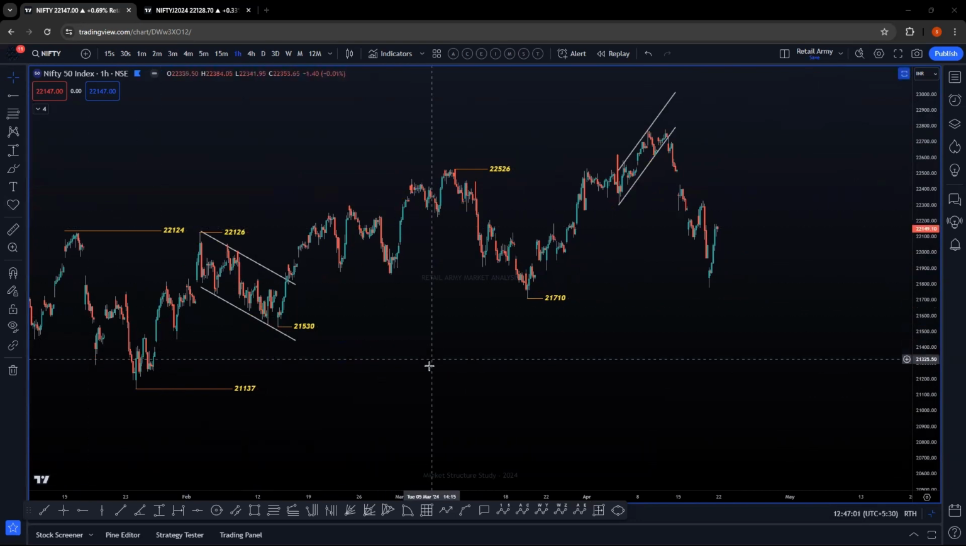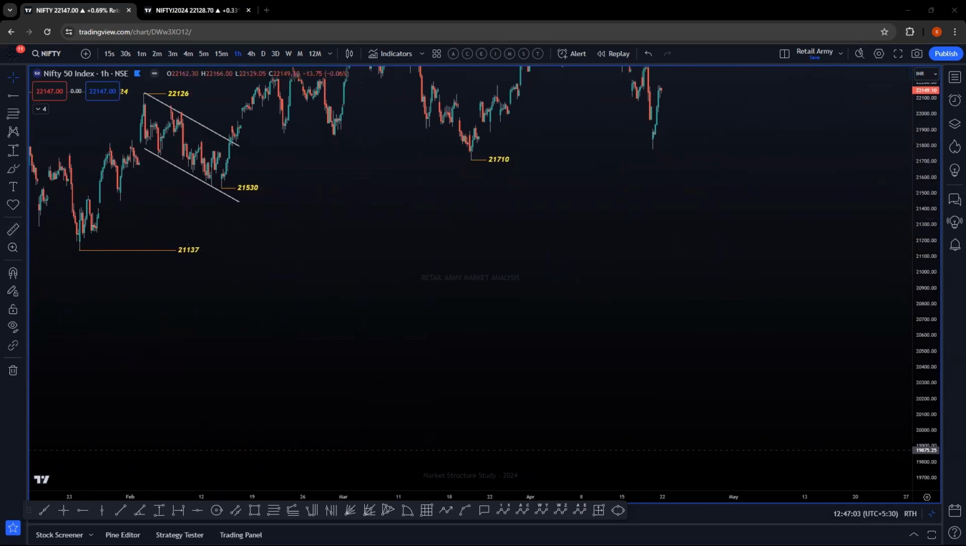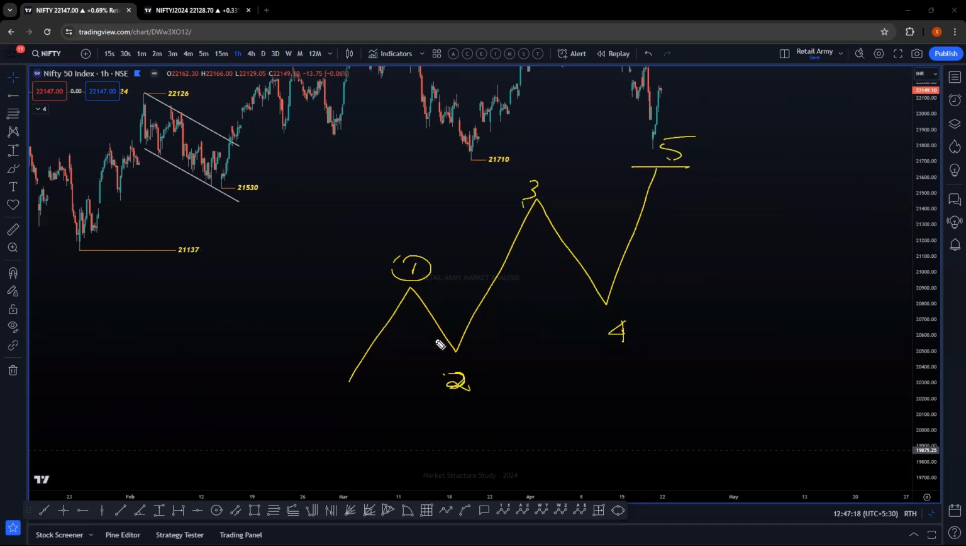So what issues I have? So first, let me just explain what an expanding diagonal is. So here, wave 1, wave 2, wave 3, wave 4, wave 5. Okay, so 1, 2, 3, 4, and 5. Here, if you see, all the waves will be bigger. It will keep increasing in size. So here, wave 3 is bigger than wave 1.